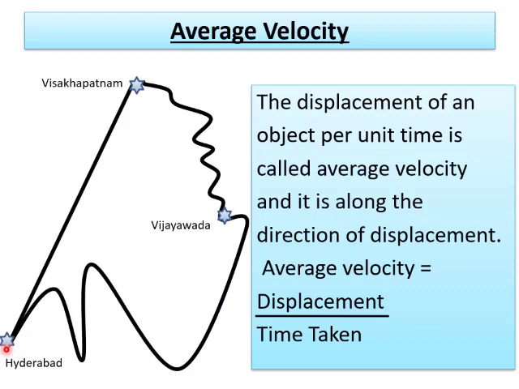So, in each hour, how much distance will it cover? That is 30 kilometers per hour, and I already gave the direction as southwest. So 30 kilometers per hour in the southwest direction. Keeping that in mind, the displacement of an object per unit time is called average velocity, and it is along the direction of displacement. So average velocity is equal to displacement by time taken.